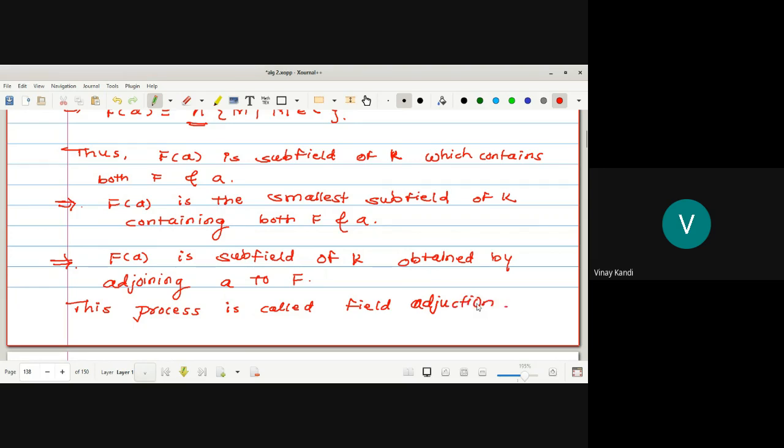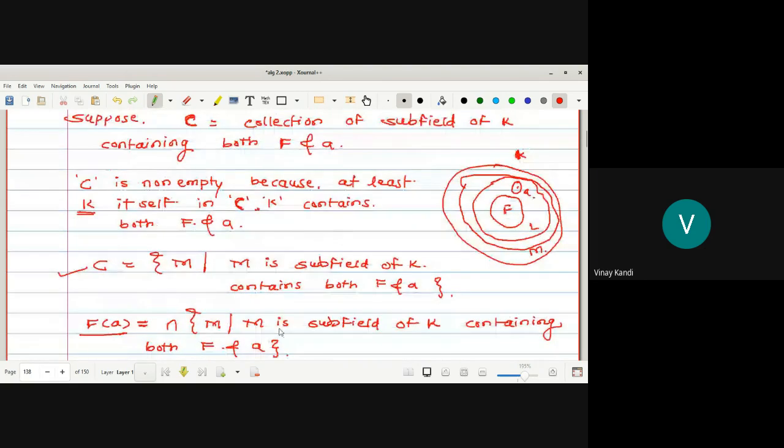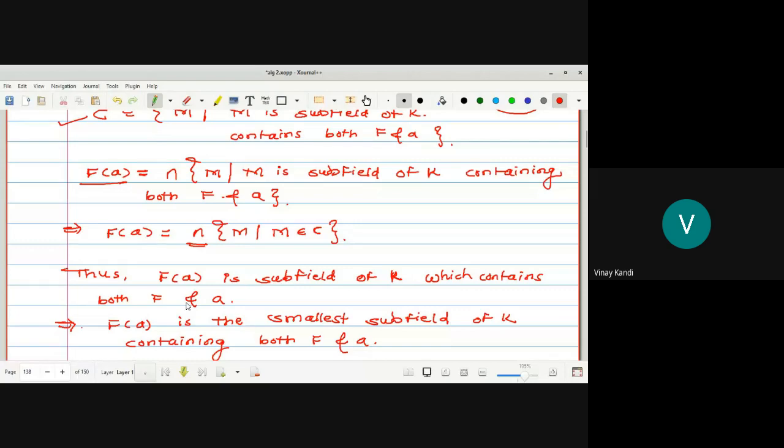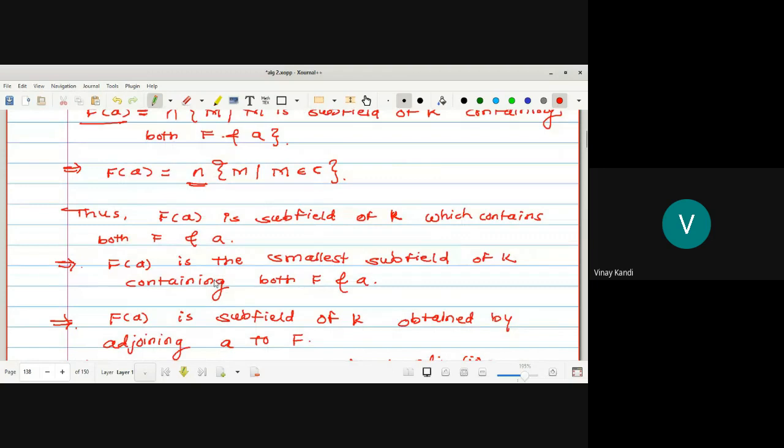Okay, look at it. C is what? The collection of all the subfields of that K which contain both F and A. And what is F of A? F of A is nothing but the intersection of all those subfields of K which contain both F and A. If we take the intersection of all of them, F of A is nothing but the smallest subfield of K which contains both F and A. So here we get that F of A is the subfield of K which is obtained by adjoining A to the field F.